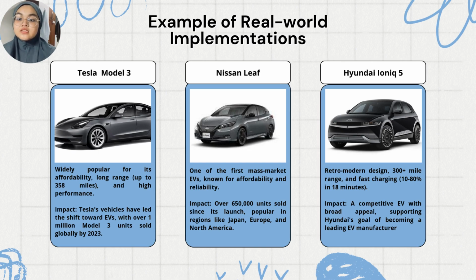So next are examples of real-world implementation. First is Tesla Model 3. It is widely popular for its affordability, long range up to 358 miles, and high performance. The impact of Tesla is that Tesla vehicles have led the shift toward EVs, with over 1 million Model 3 units sold globally by 2023.